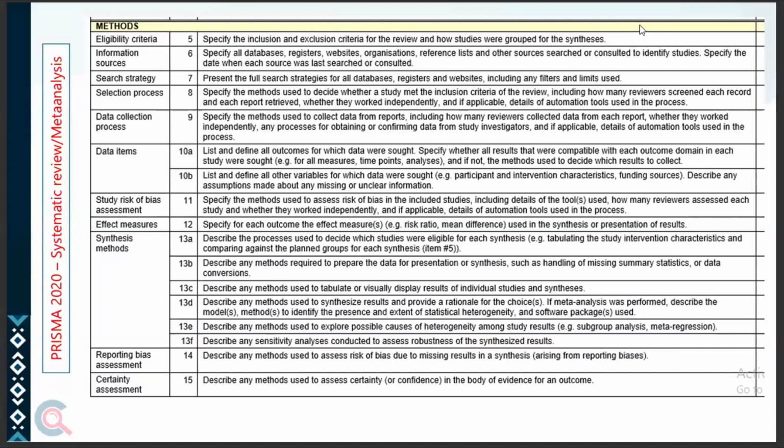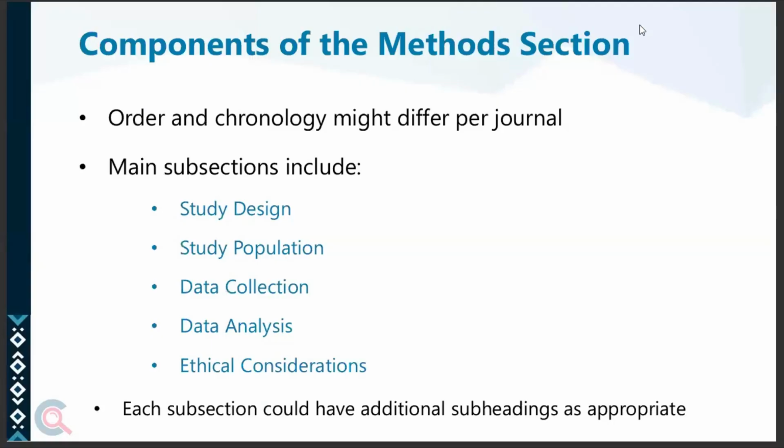For systematic reviews, we use what we call the PRISMA guidelines. The PRISMA guidelines are made up of the eligibility criteria, the information sources, the search strategy, the selection process, the data collection process, the data items, the study risk of bias assessment, the effect measures, the synthesis methods, reporting of bias assessment, and certainty assessment. That is concerning the guidelines that we use for the method section of a research paper.